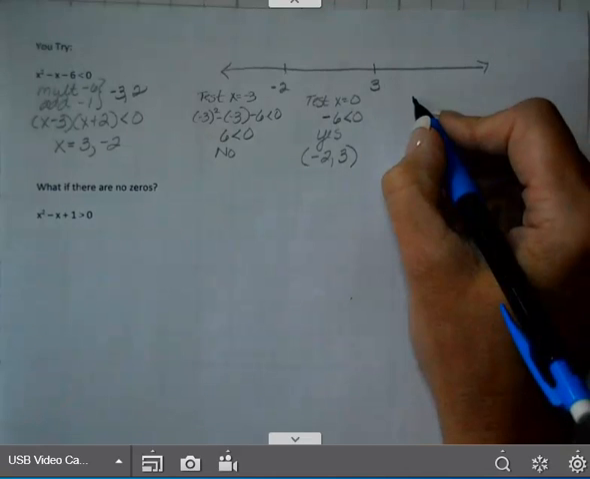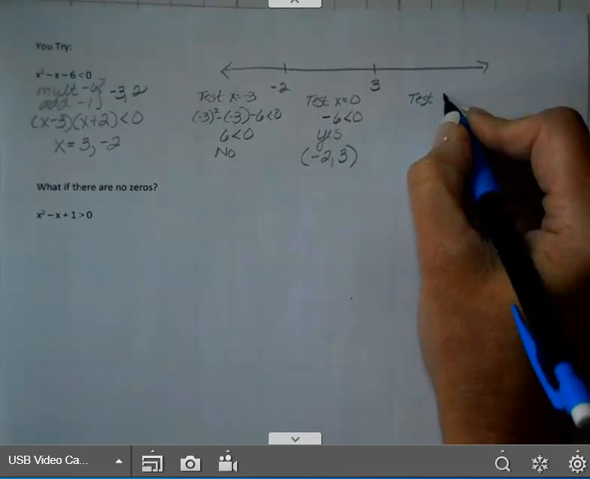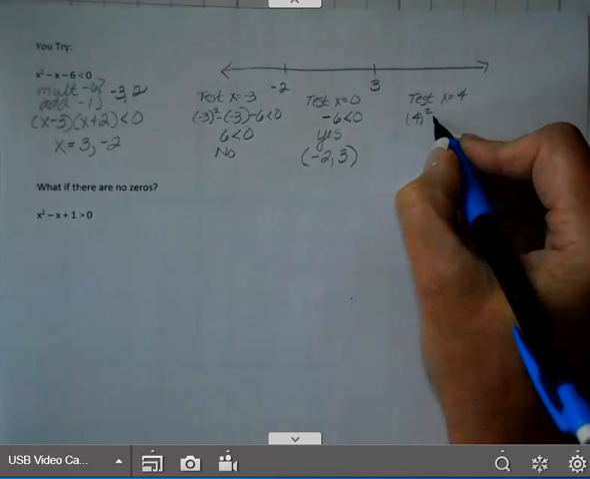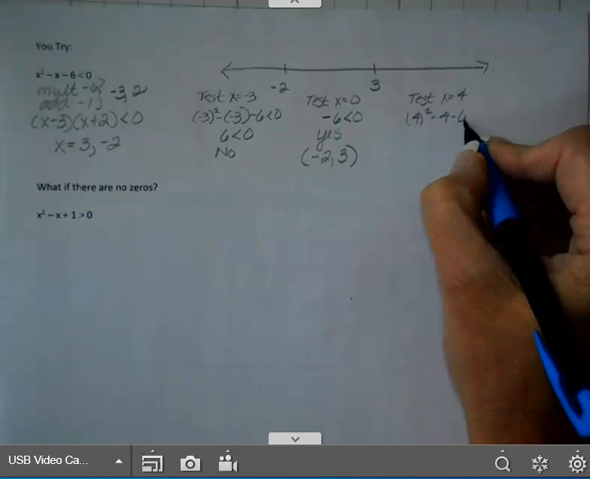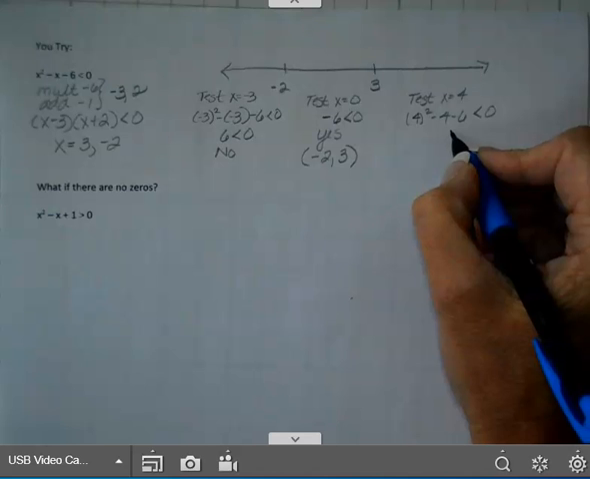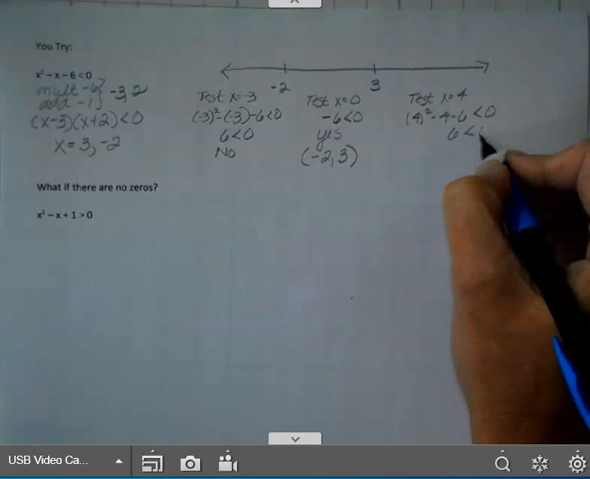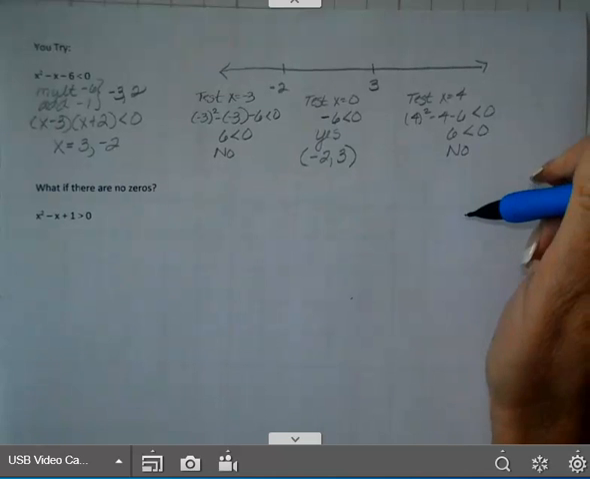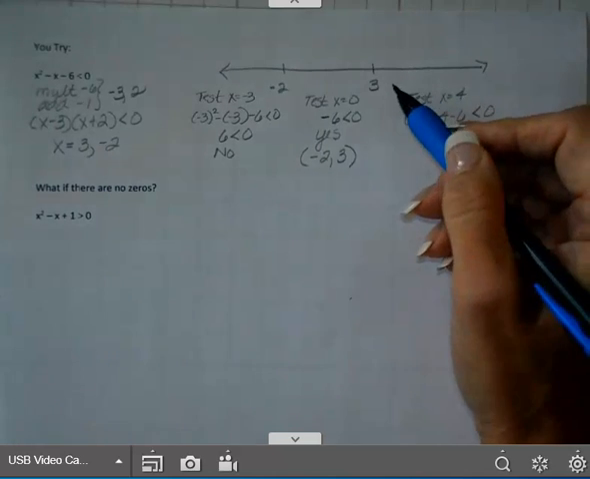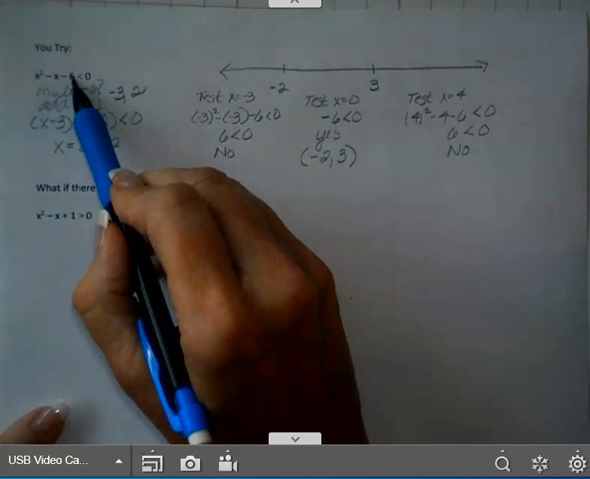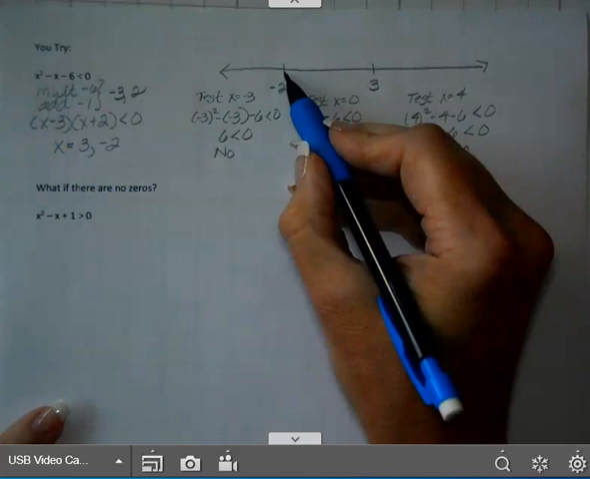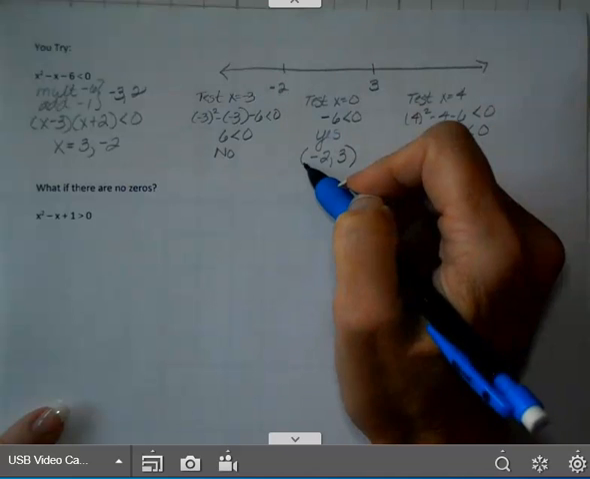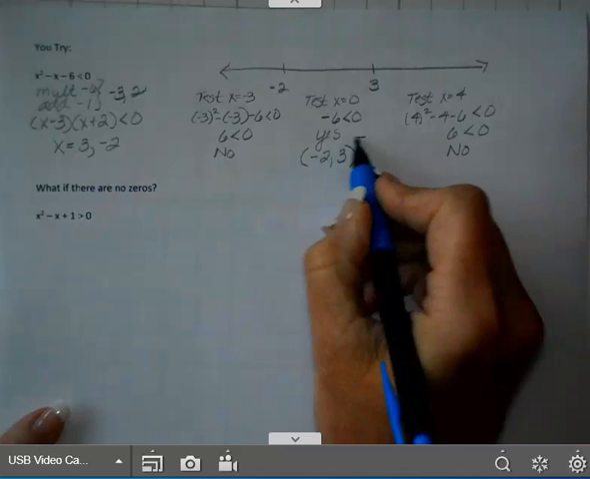On my last section, I'm going to test x equals 4. So that'll be 4 squared minus 4 minus 6. Is that less than 0? And that's 6. 6 is not less than 0, so it's no on this section. That is not a true statement. So my graph, this equation, is going to be negative between -2 and 3, but not including the endpoints. So that's my solution right there.